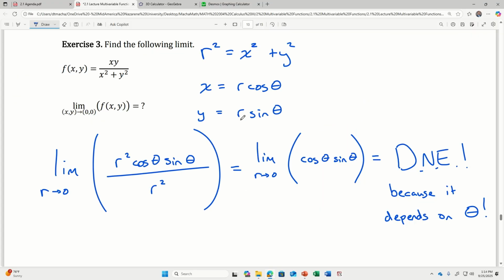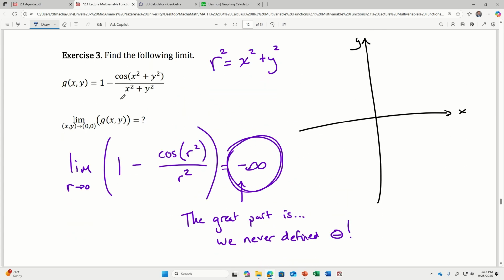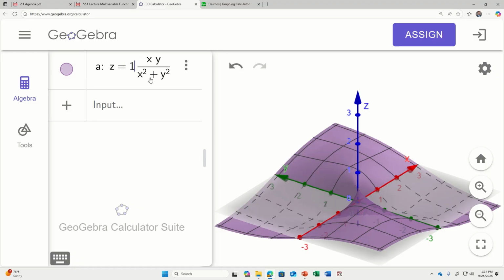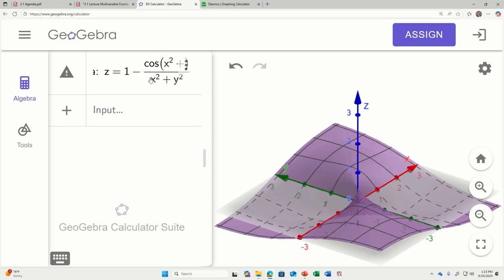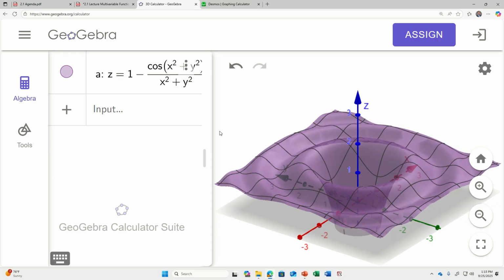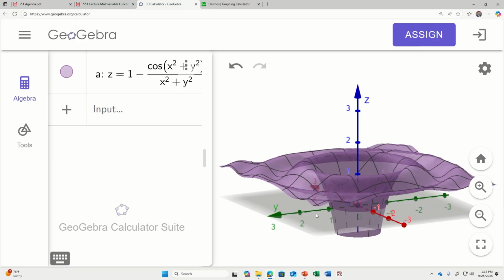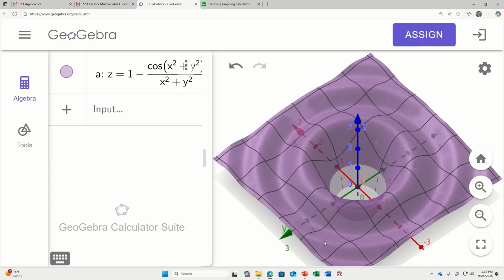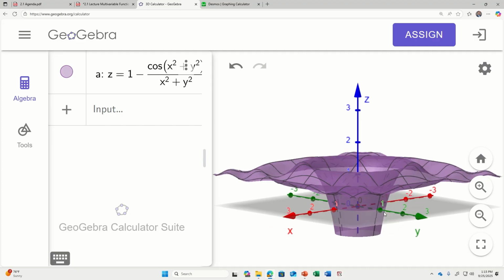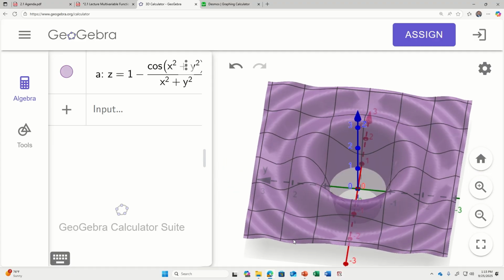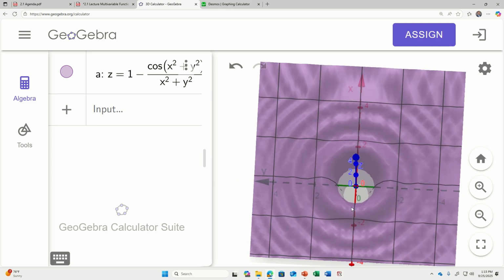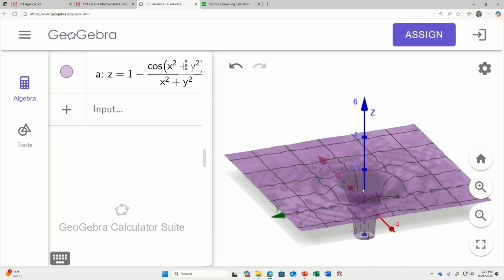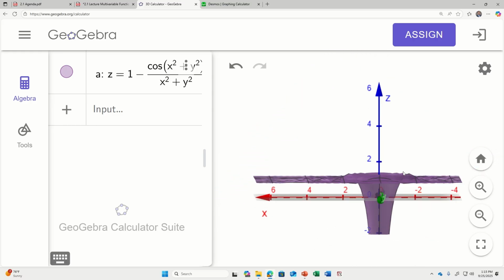Let's also take a look at the image we get if I were to graph 1 minus cosine of x squared plus y squared and see what that looks like. Because we said that this limit was going to be negative infinity. So this is 1 minus cosine of x squared plus y squared, divided by x squared plus y squared. And sure enough, it doesn't matter what direction I approach from, there's just a big pit there at the origin. So the limit's negative infinity.